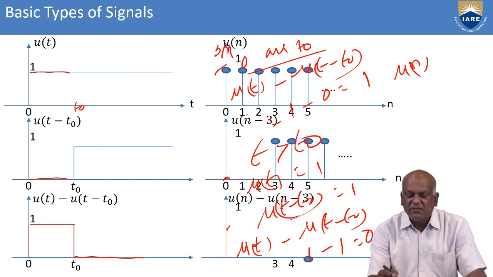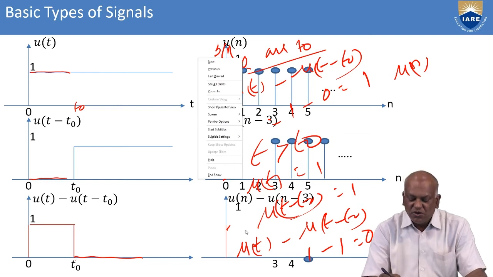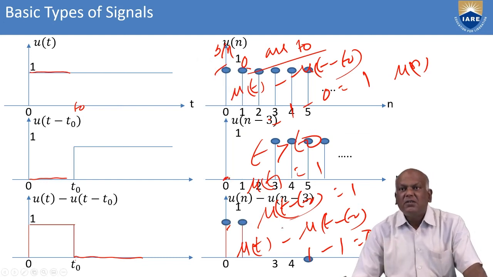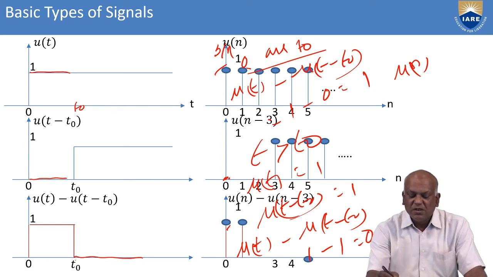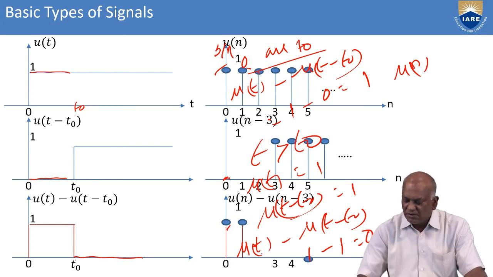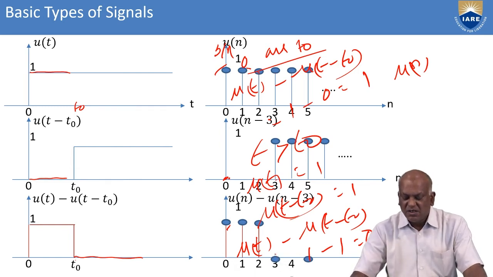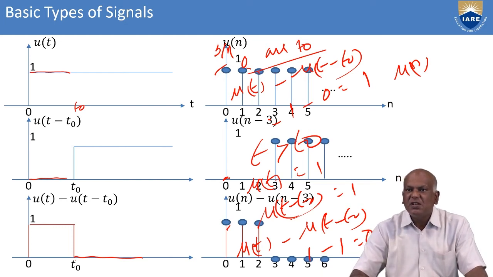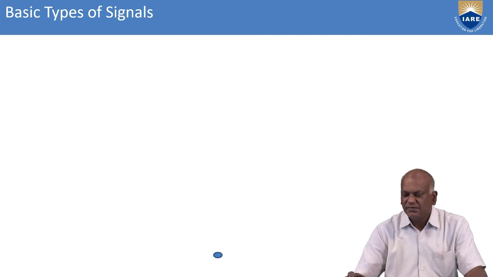Similarly, for n equal to 1, the u of n value is 1 and the u of n minus 3 value is 0, so 1 minus 0 equal to 1. Similarly, for n equal to 2, u of n is 1 and u of n minus 3 is 0, so 1 minus 0 is also 1. That is the third sample. But for n equal to 3, the u of n value is 1 and u of n minus 3 value is also 1, so 1 minus 1 is equal to 0. Like this, the fourth sample is 1 minus 1 equal to 0, the fifth sample also 0, the sixth sample and so on. Until infinity, we are getting 0 sample values.